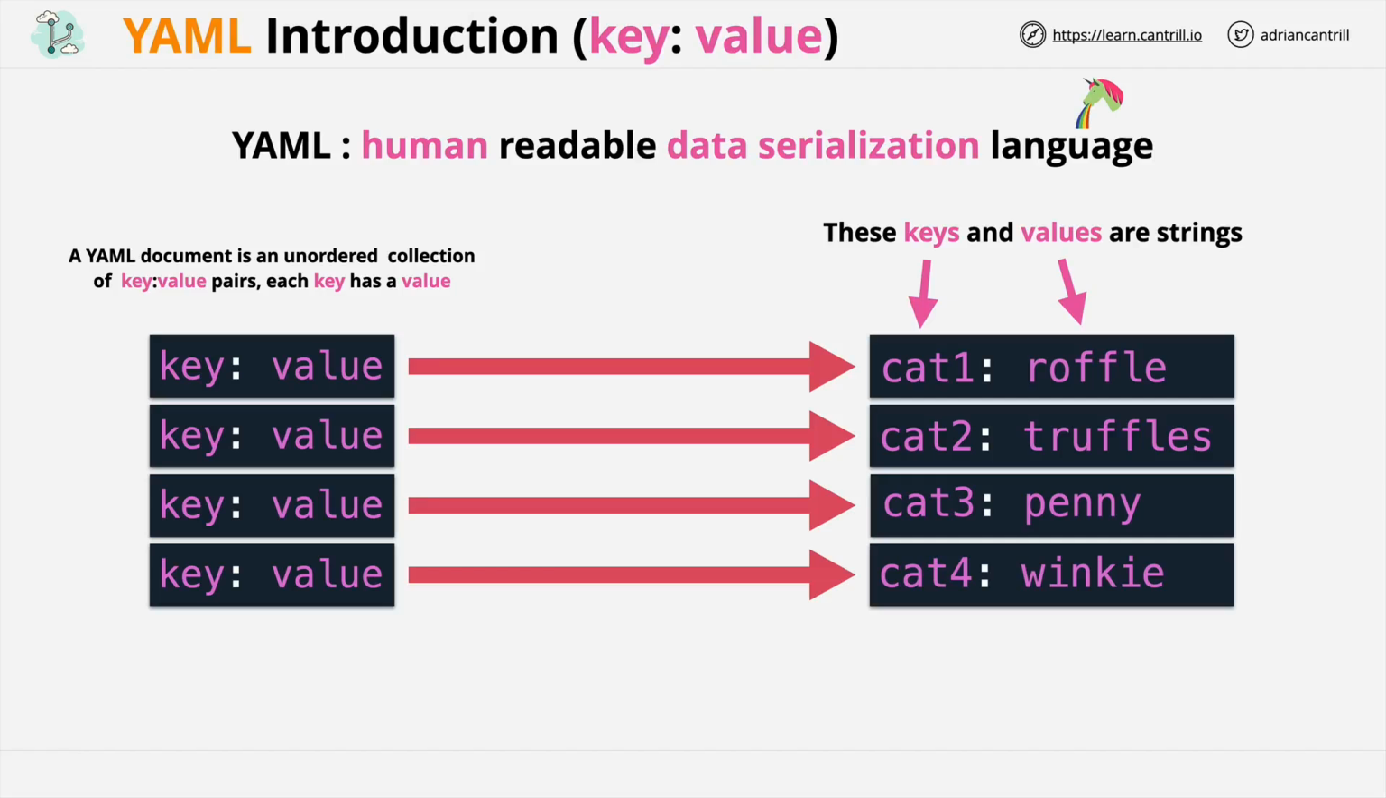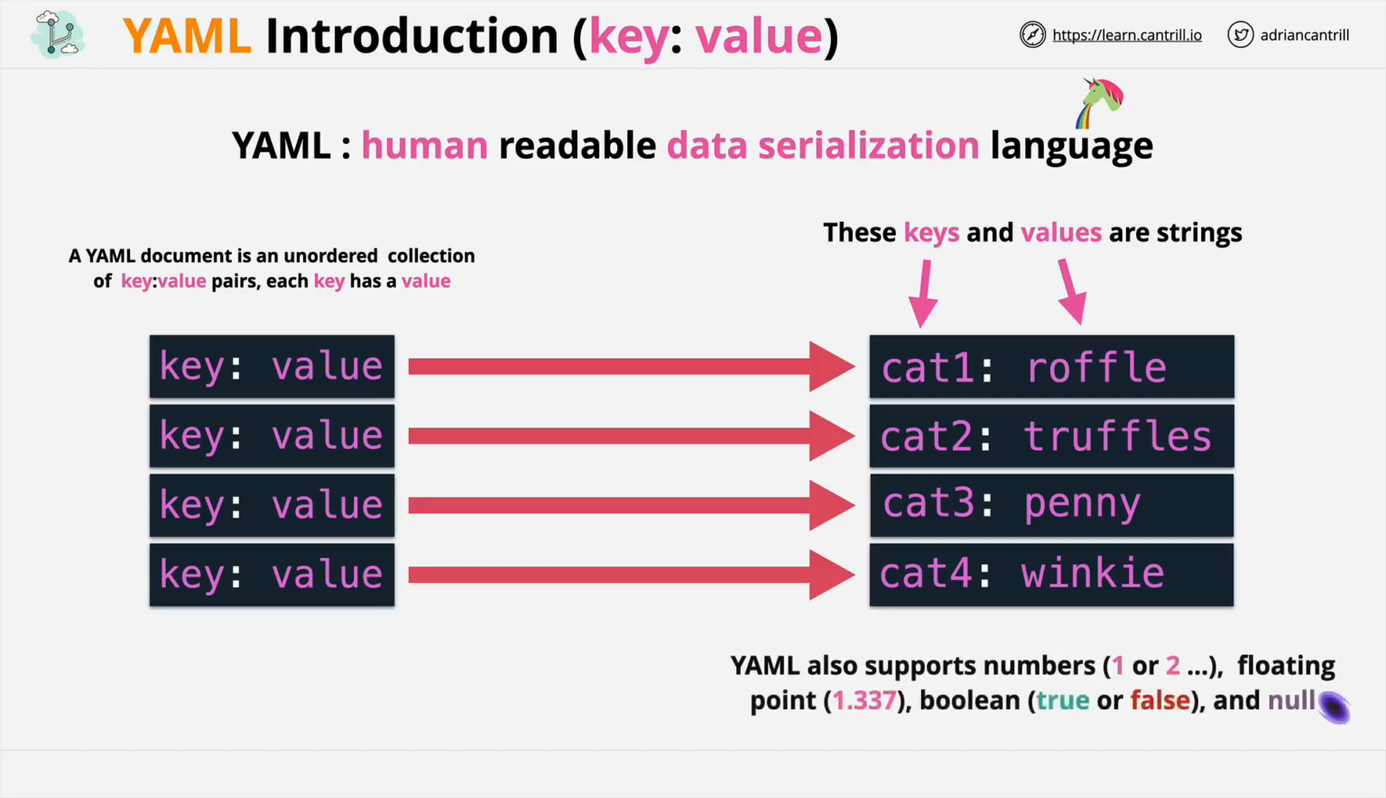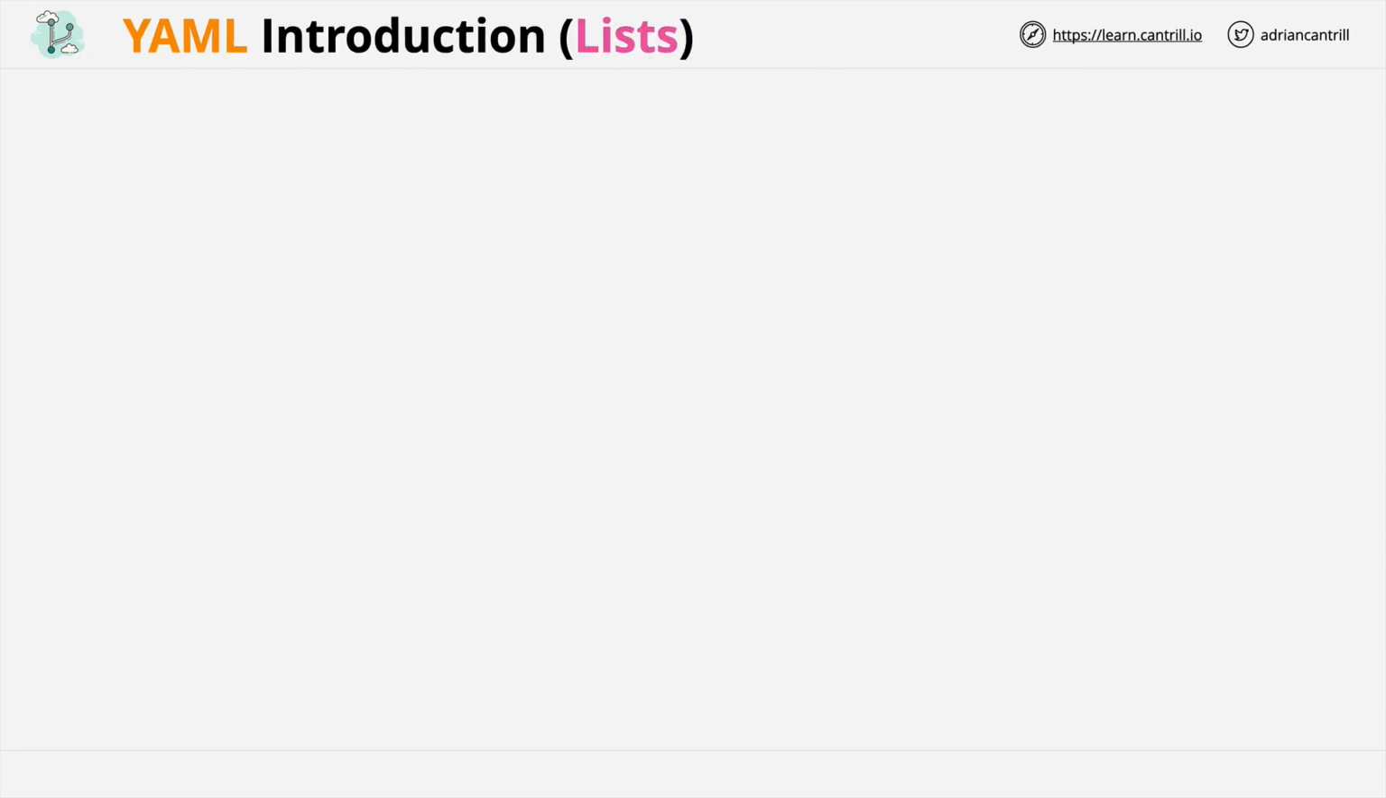Now, YAML supports other types, numbers such as 1 and 2, floating point values such as 1.337, booleans, so true or false, and even null, which represents nothing. Now, YAML also supports other types, and one of those are lists known as arrays or other names depending on what, if any, programming languages that you're used to.